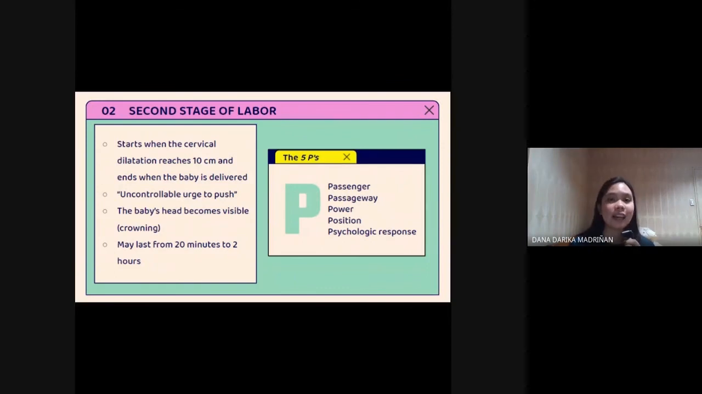And lastly, psychologic response refers po dun sa social support ng healthcare team o di kaya po ng kanyang family po. Importante po ito kasi para po hindi po masyadong kabahan si mommy at mas mapapadali po ang kanyang panganganak. And all in all, the second stage of labor may last from 20 minutes po to 2 hours.